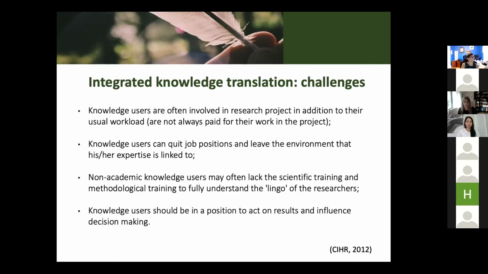Another challenge is that knowledge users can quit their job position and leave the environment that their expertise is linked to. So it is really important to have an ongoing commitment from the organization, so that they have a solution when someone leaves, such as a replacement or something like that.